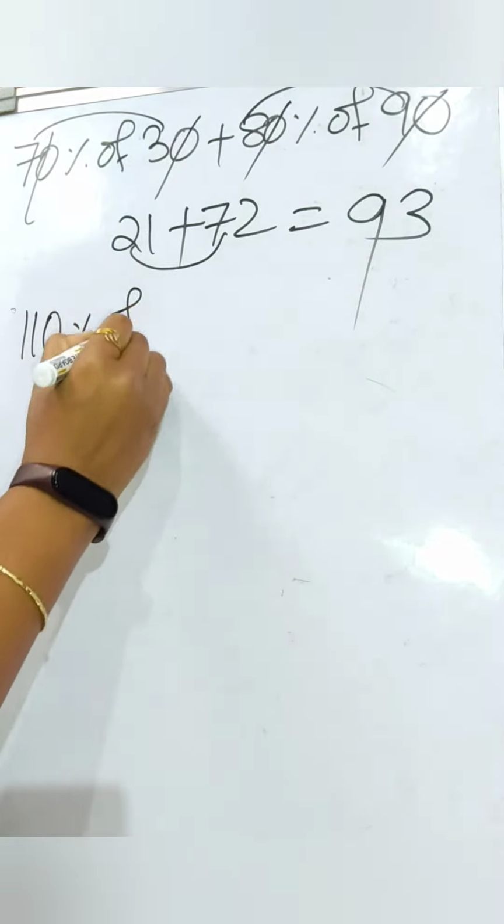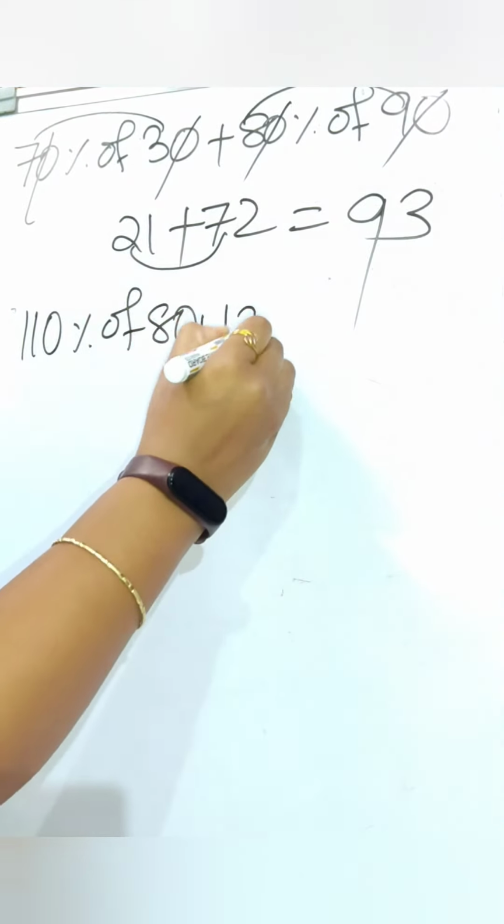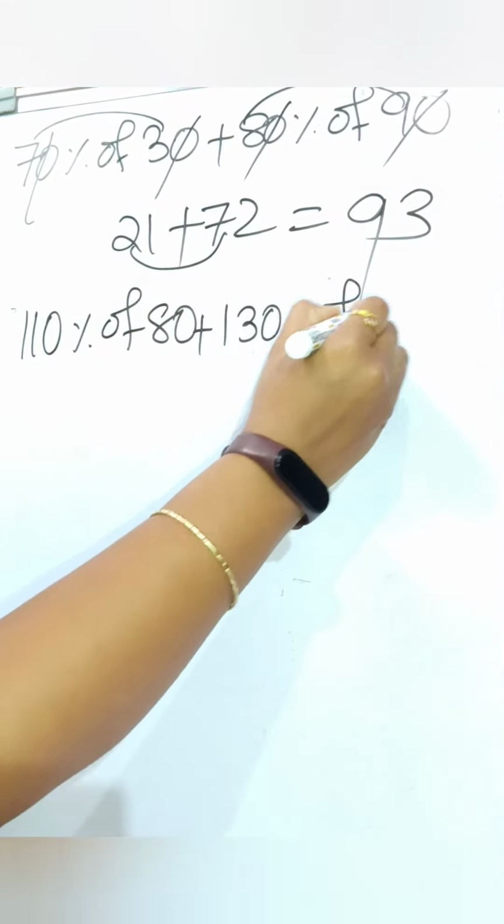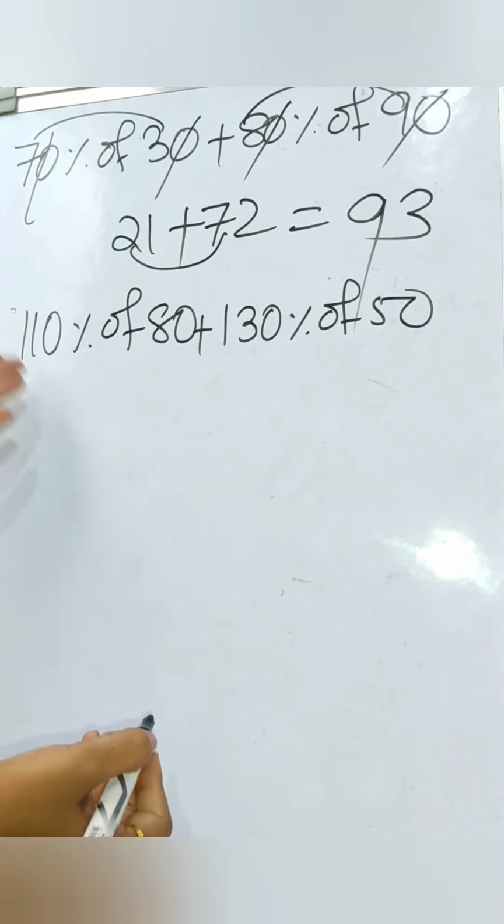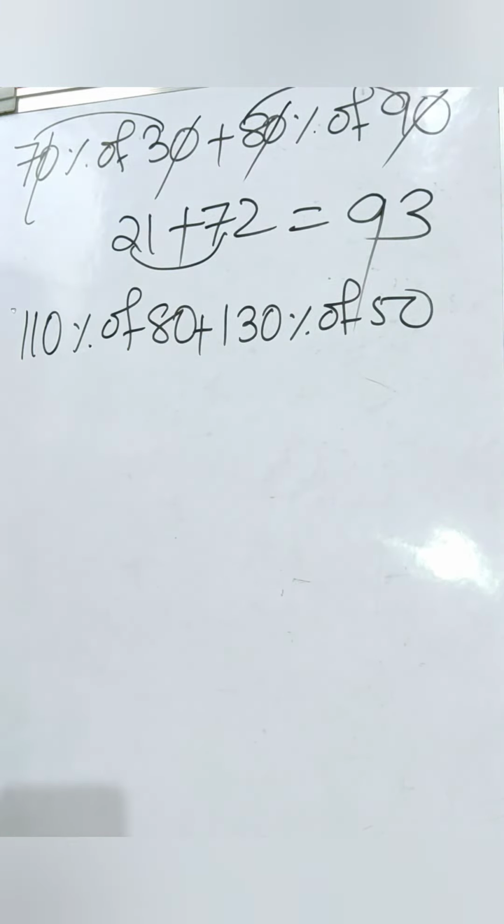Now the next question is also for you. Get ready with your pen and paper. 110% of 80 plus 130% of 50. Your time starts now. Okay, your time is over now. You can write down your answer in the comment section.